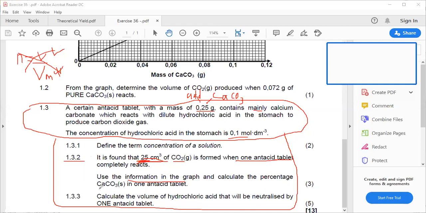What did we find to be the mass of calcium carbonate if 25 cubic centimeters produced? We found that it was 0.1, isn't it? So we have the mass of calcium carbonate. We're going to use the mass of calcium carbonate to find the number of moles. After we find calcium carbonate, now we can find the number of moles for hydrochloric acid. If we find the number of moles of hydrochloric acid, now we can answer the question. That's why there are 5 marks. Because we need to start by finding the number of moles of calcium carbonate. Then that will help us to find the number of moles of hydrochloric acid. Good, let's do that.